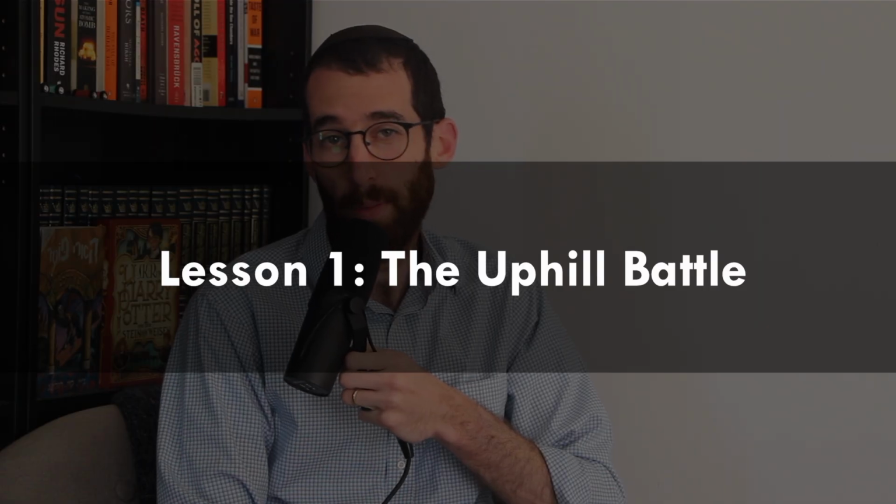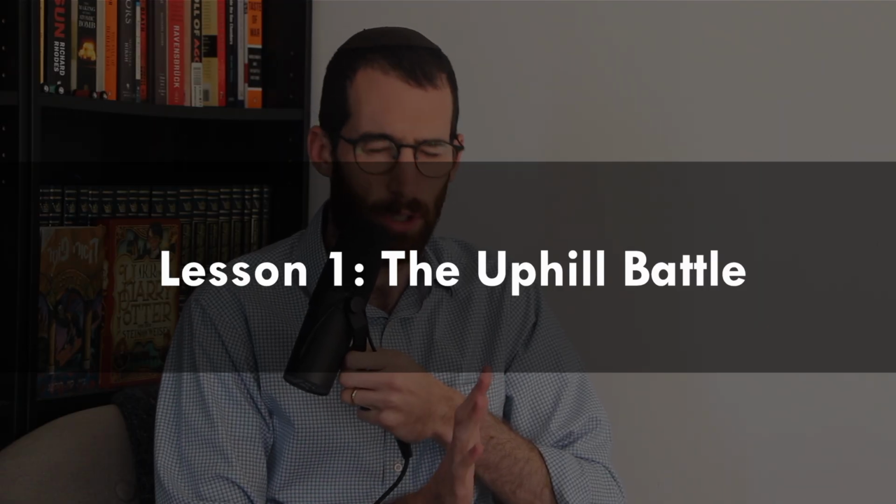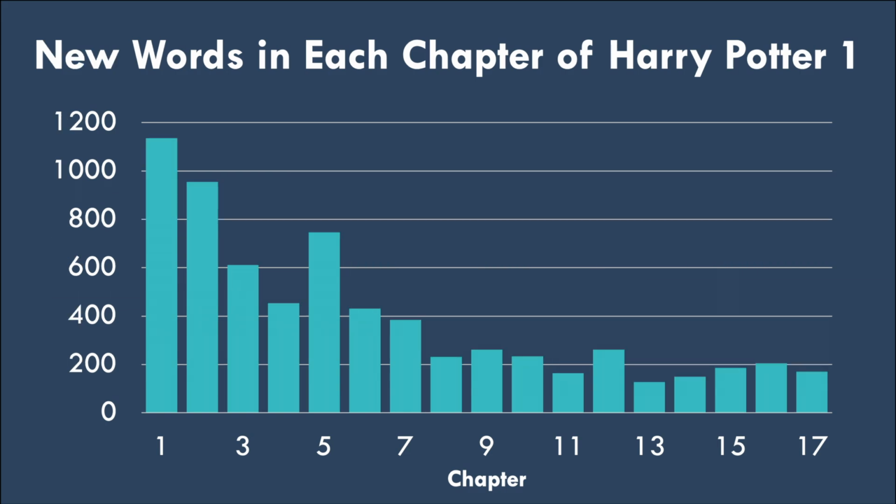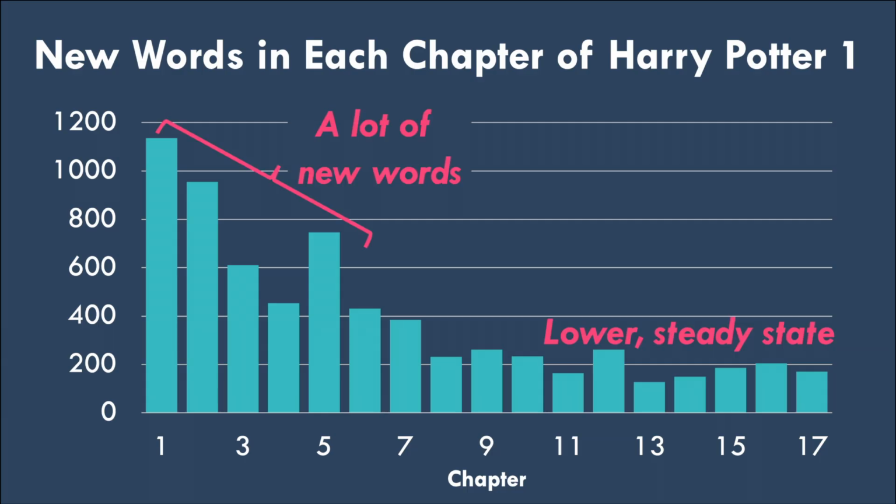Let's say you don't know anything about your target language and decide, I'm going to learn all of my vocabulary from Harry Potter and the Sorcerer's Stone. You can see here that each chapter has roughly 4,000 to 6,000 total words. But this chart shows you the number of unique new words that you'll encounter in each chapter. You'll see that these numbers start high, then taper off, and go down to a lower, non-zero steady state.